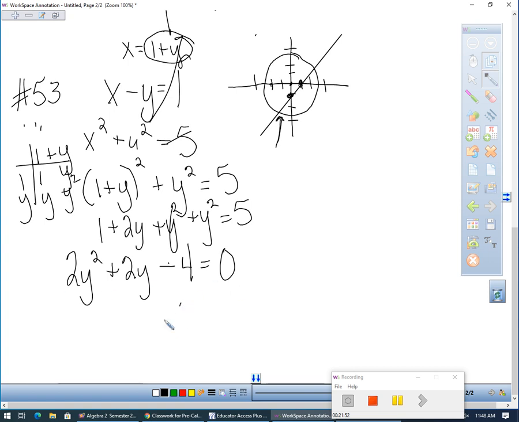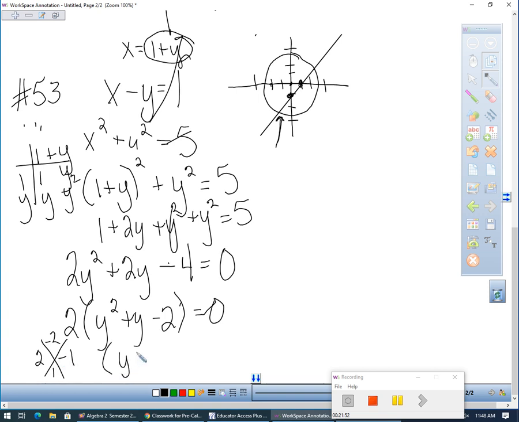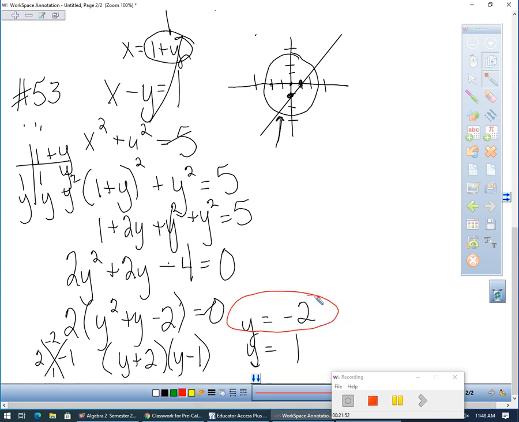Now we need to factor this. When we factor it, we need to undistribute the greatest common factor first, which is 2. Leaves us with y squared plus y minus 2 equals 0. And then if we go ahead and factor it, we have 2 and negative 1. So we get y plus 2 and y minus 1. So our two options for y are y equals negative 2 and y equals positive 1. Remember, we wanted the one that was in the third quadrant. So in the third quadrant is this one.